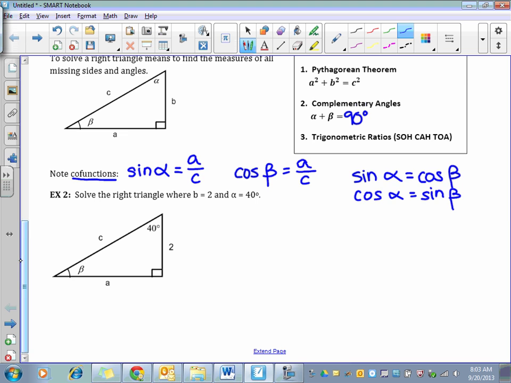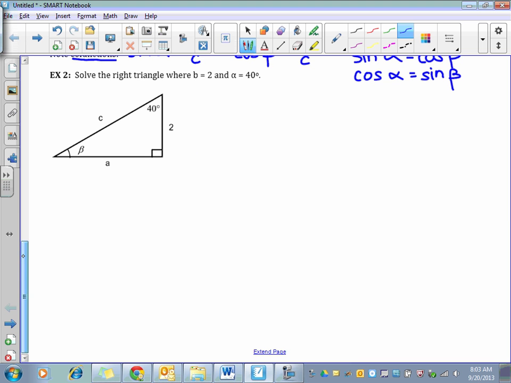So we're going to use everything in that toolbox we just talked about to solve this right triangle, where b equals 2, so that tells us the one opposite beta has a length of 2, and alpha is 40 degrees, so that's the angle opposite A. The way that I would start this out first is to use that complementary angle theorem, which tells us then that beta has to be the complement of 40 degrees, so we're left with 50.